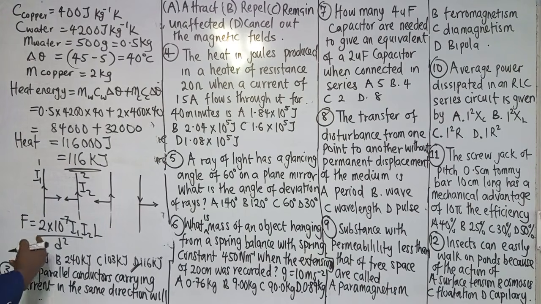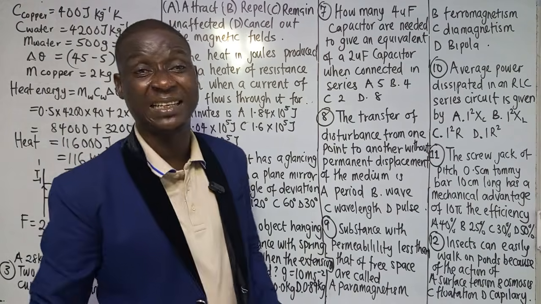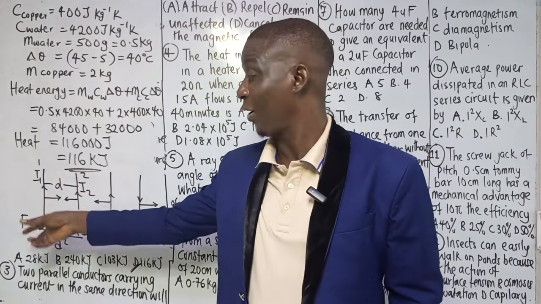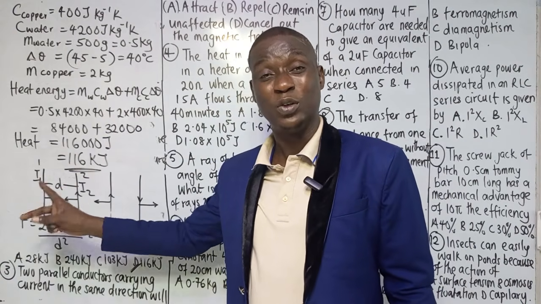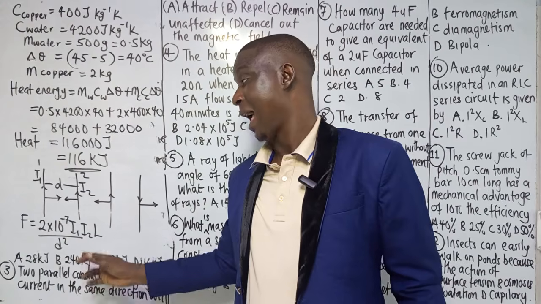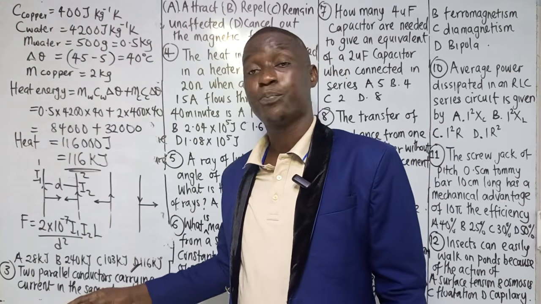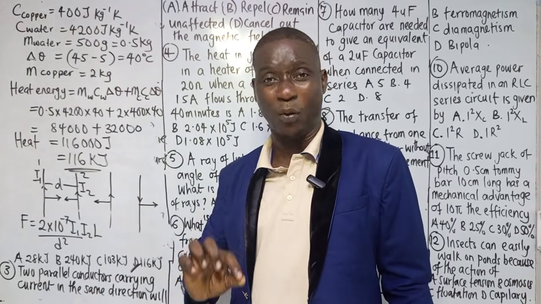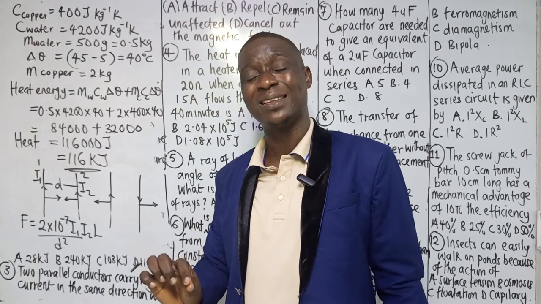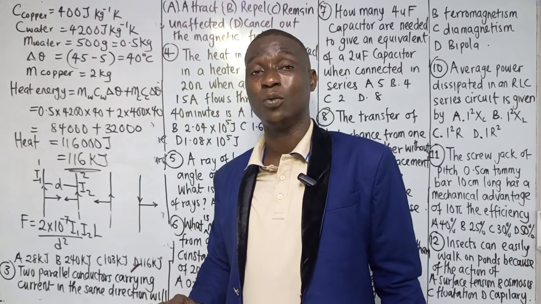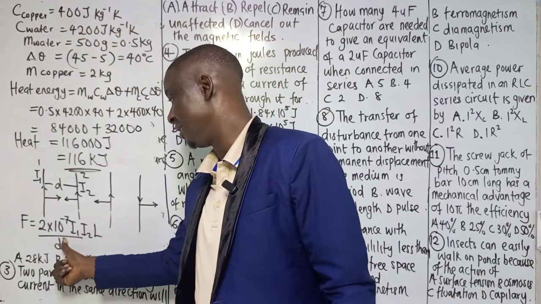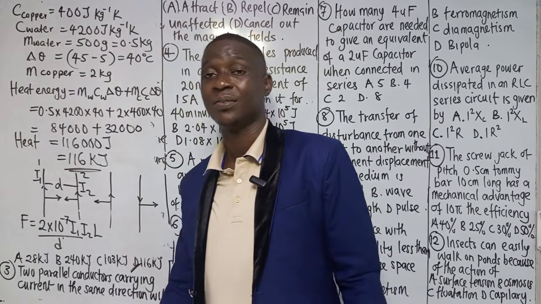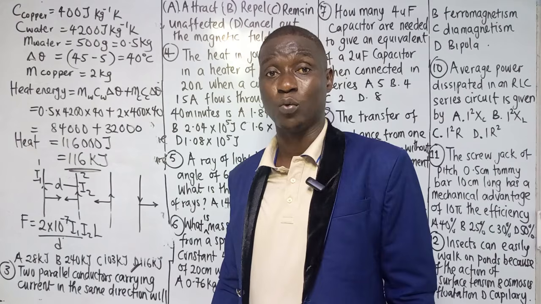So if you want to calculate the force, the distance between them is d. Maybe you have 2 wires and they give you the current flowing through each of the 2 parallel wires. According to Ampere's law, the force per unit length of the wire is the product of the currents divided by the distance apart. So that is how it works.